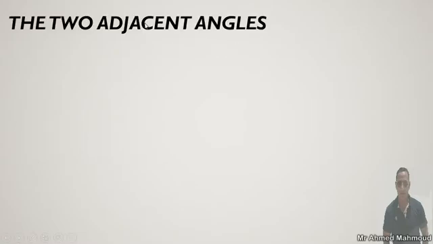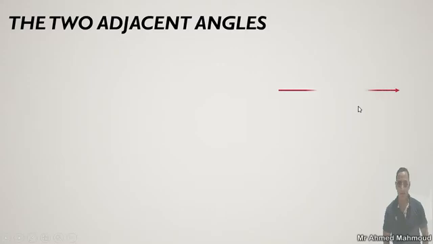Okay, now we are going to study the first related angles with us. Related angles means a relation between two angles. The first relation with us is called the two adjacent angles. Again, the two adjacent angles. The word adjacent is not new for us. We studied this word in the 6th primary. Adjacent in mathematics means neighbor or next to each other.